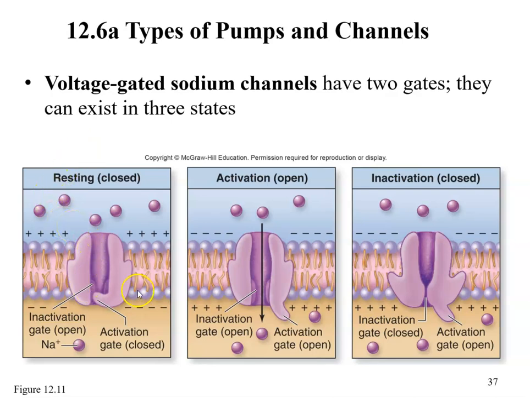The inactivation gate is open, but the activation gate is closed, and this is going to prevent sodium from crossing through. Now what happens is a change in membrane potential here is going to trigger the activation gate to open, and now the channel exists in the activation state with both the activation and the inactivation gate open. This is going to allow sodium to cross through the channel. After about 1 millisecond, the inactivation gate is going to trigger and it's going to close. And now we've got the channel back to the inactivation or the closed position.